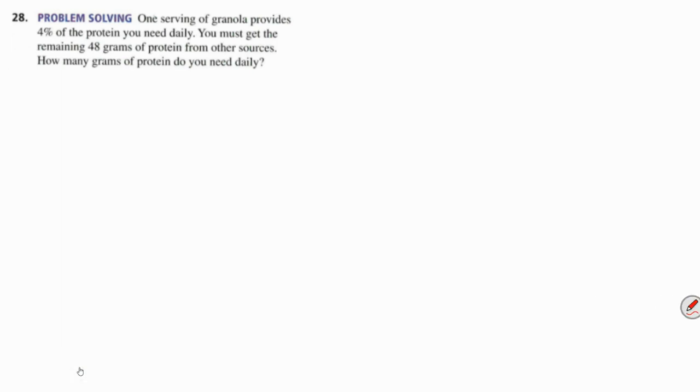One serving of granola provides 4% protein. You need daily. You must get the remaining 48 grams of protein from other sources. How many grams of protein do you need daily? One serving of granola. So if we need 100% daily, we subtract out 4%. Means we still need 96%. You must get the remaining 48 grams.